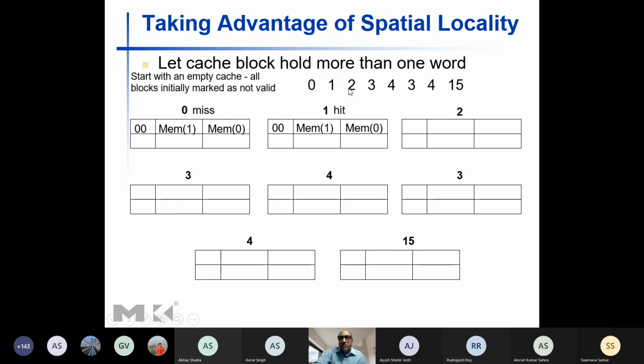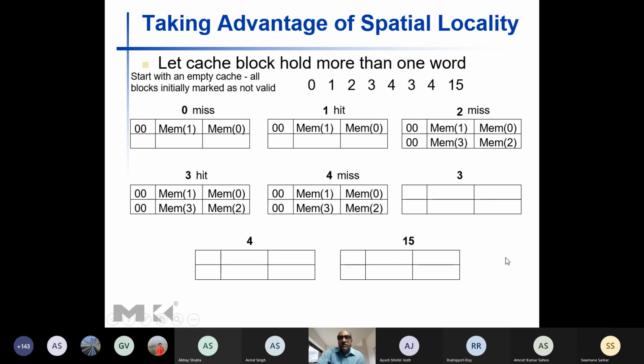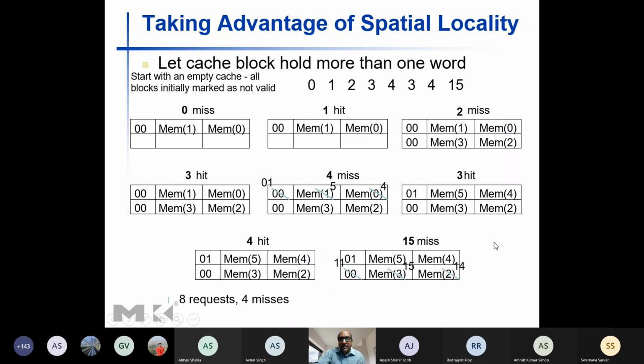Next, when you ask for 2, it's not there. Then when you bring in 2, along with 2 we also got 3. The next reference is 3, so 3 is already present, and the 3 becomes a hit. So likewise, for this particular sequence of references, when you try to fill up the cache, it will be like this. You can see.